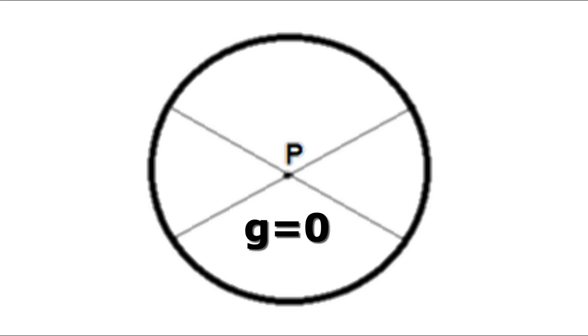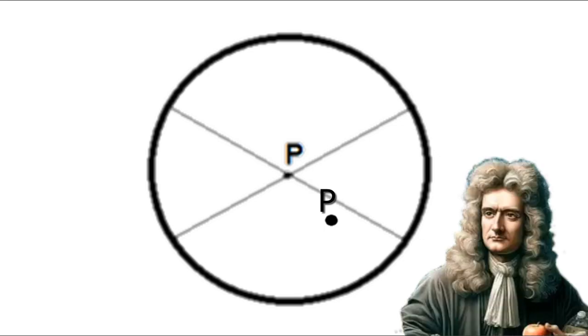We are familiar with the primary shell where P is located at the center. With no doubt gravity is zero at the center, G equals 0. But what about gravity on P when it is not at the center? According to Isaac Newton, the gravity on P would be zero even if it is not at the center.